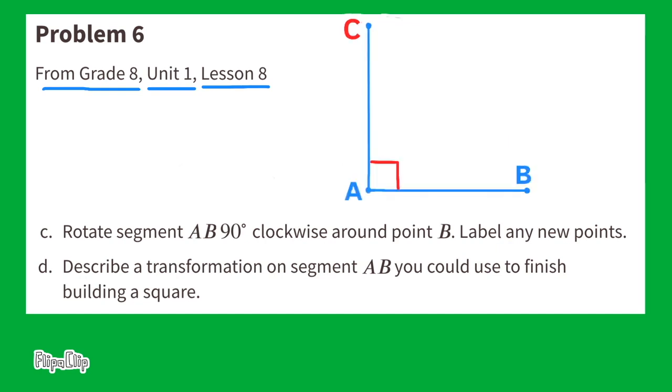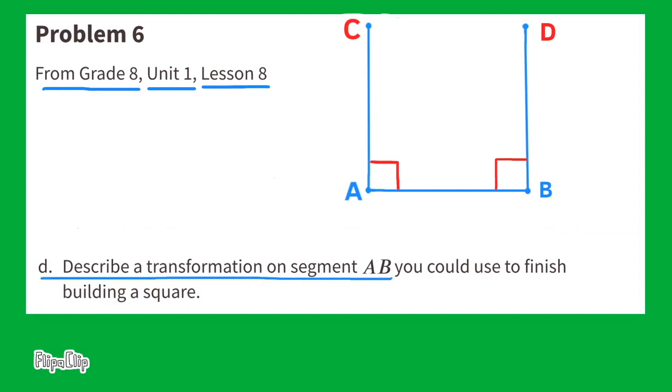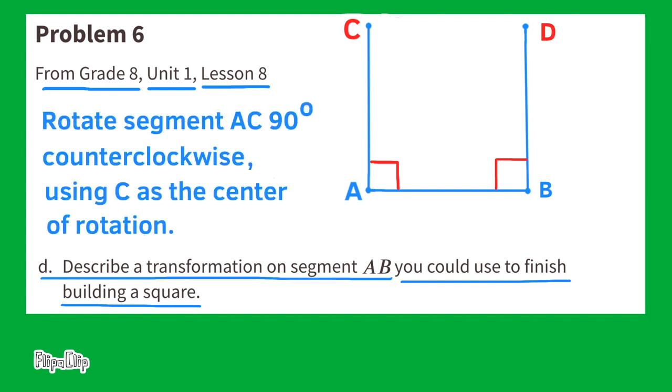C. Rotate segment AB 90 degrees clockwise around point B. Label any new points. I can insert a right angle symbol to identify another 90 degree angle, and I can add another point at the end of the new line segment, and I'll label that new point D. D. Describe a transformation on segment AB you could use to finish building a square. Rotate segment AC 90 degrees counterclockwise using C as the center of rotation.